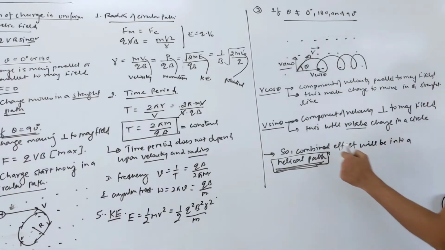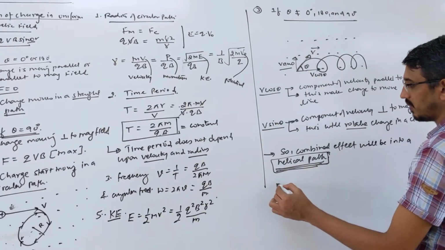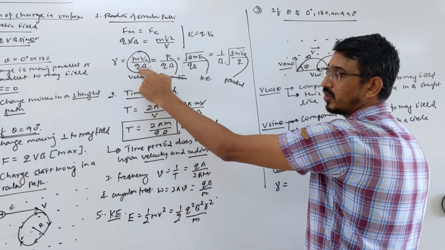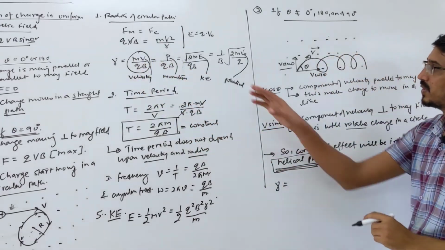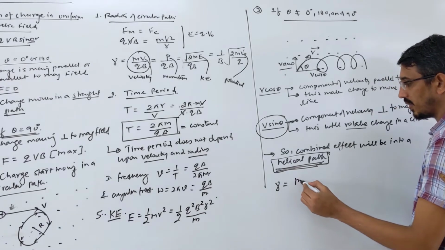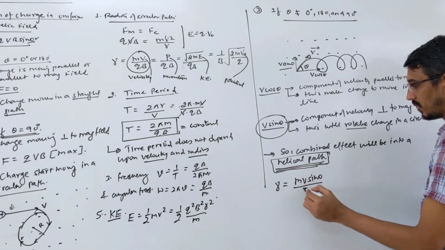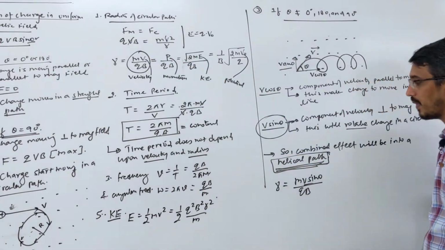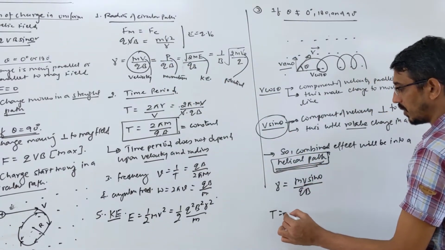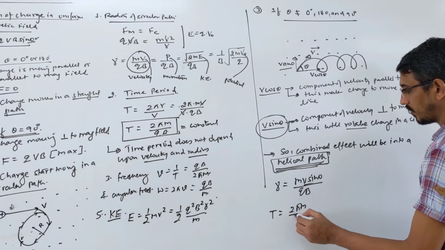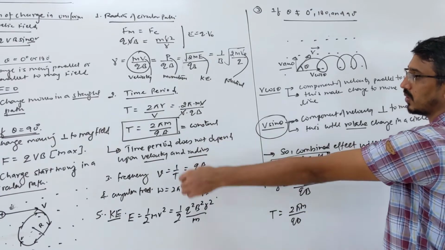Now we are interested in knowing the radius and the time period. Radius will be the same form, mv by qB. But v here means the component that is trying to rotate in a circle, so radius is equal to m v sin theta by qB. Time period: no change, because the time period does not depend on velocity and radius. It is the same, 2 pi m by qB.